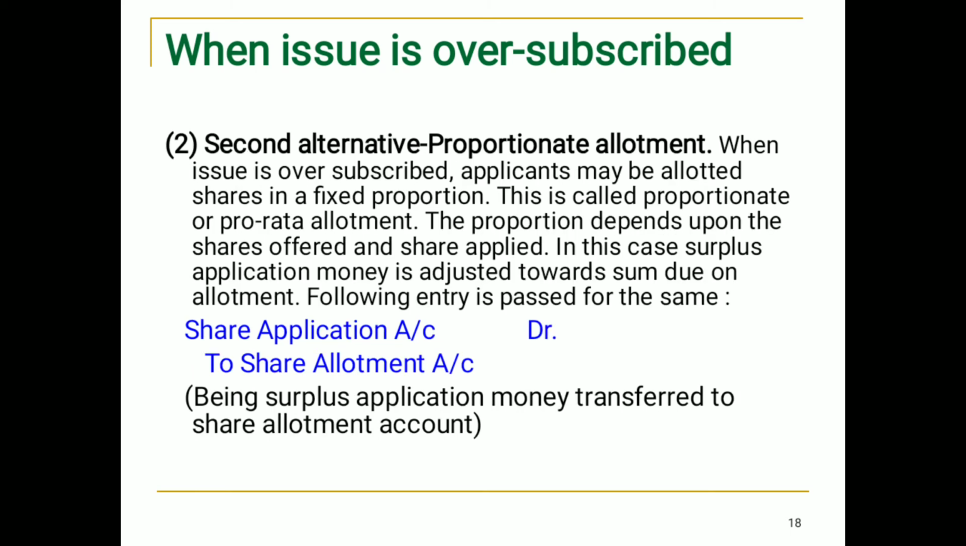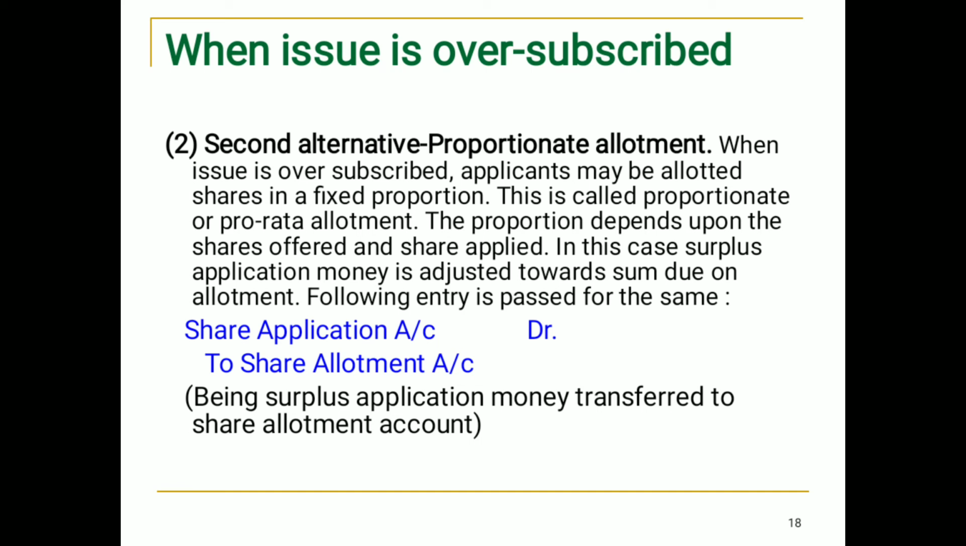Otherwise, you can choose the second option. The company can choose the second option, that is proportionate allotment. The journal entry for which is here. That means you are not rejecting the amount of excess applications. Instead, you will keep it as an advance of share allotment. Let us read in detail.